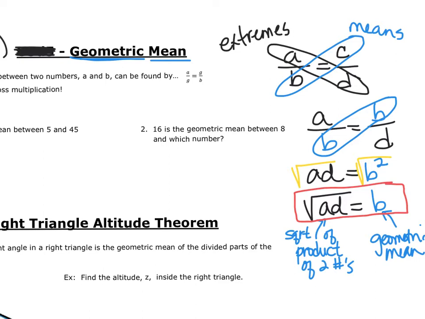But I like to just set up the proportion and cross multiply, because sometimes we give you the geometric mean and one of the numbers, and you have to figure out what the other number would be. And so it's easier to do it like this. So recall, that's where the word mean comes from, the geometric means, okay, from the means of the proportion.